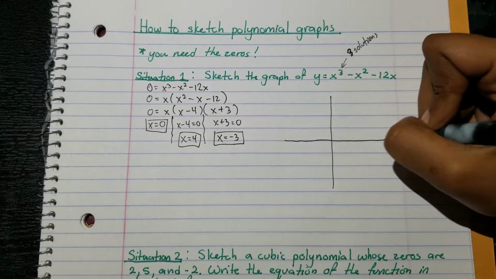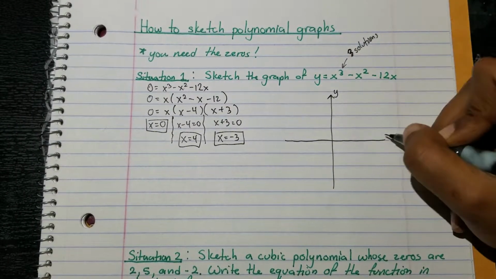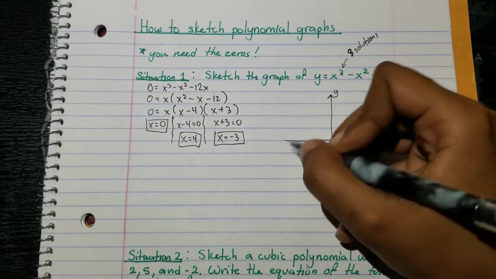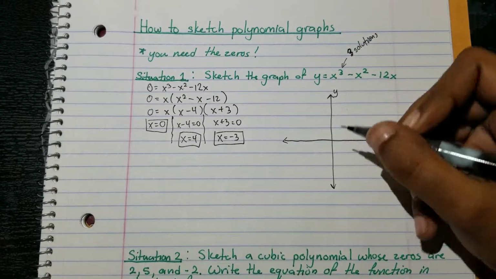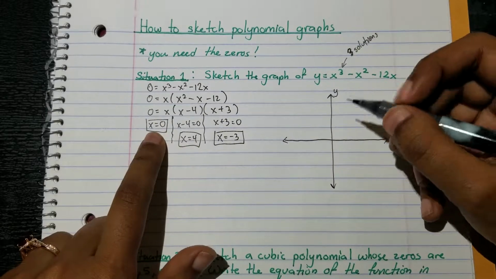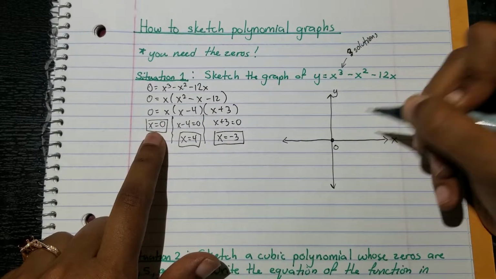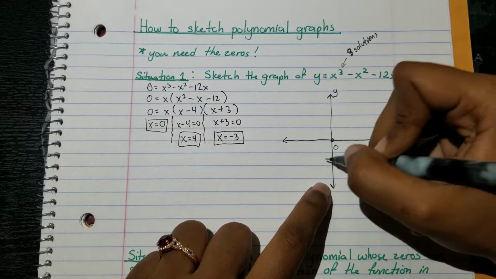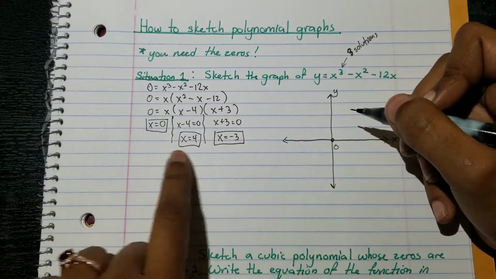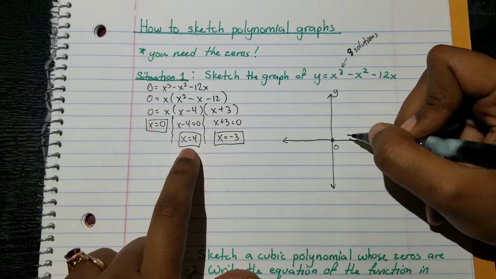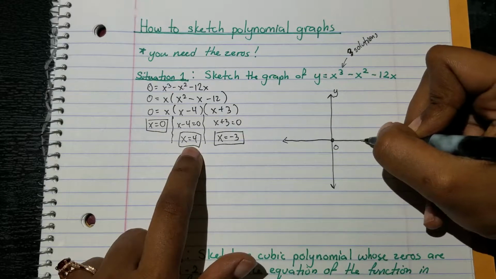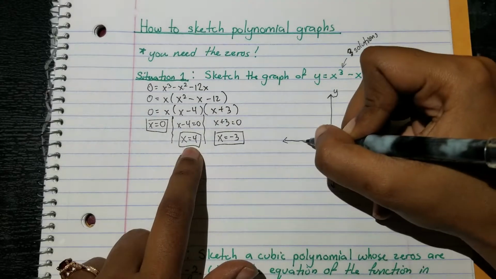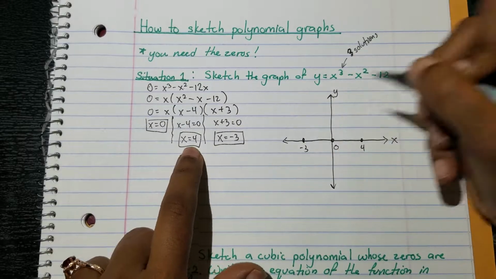Now when it comes to sketching, just do something simple. Make sure you label which one is your y and x axis. And you want to plot your x-intercepts clearly, so plot it, either indicate it's 0, or if you want to put intervals, just make sure it's spaced properly and plot them accordingly. So 4 is going to go here and negative 3 is going to go here.